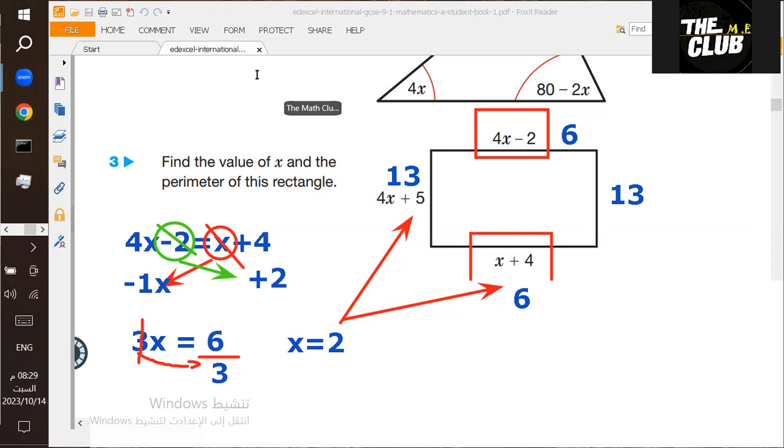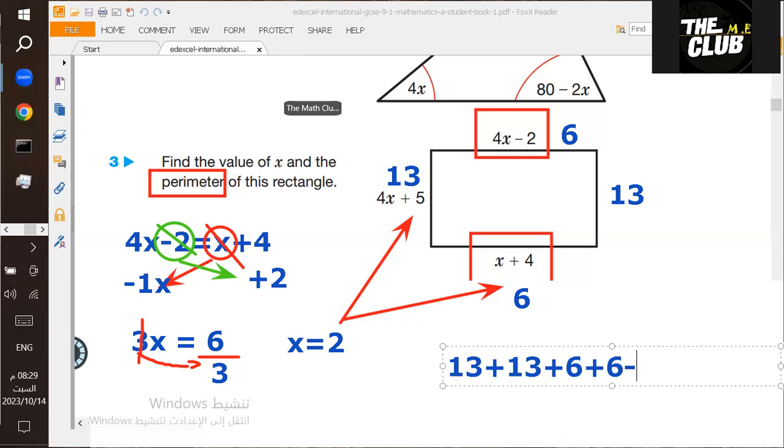To find the perimeter, it means what? It means we have to add all the sides together. So the perimeter means what? It means you add all the sides together. So you say 13 plus 13 plus 6 plus 6. Okay? So 13 plus 13 is what? It's 26. 26 plus this one, which is 12. So 26 plus 12 is going to be, very good, 38. Let's do it here.